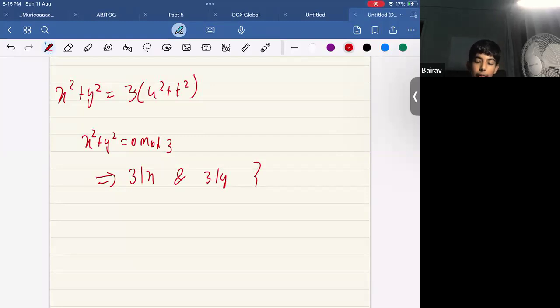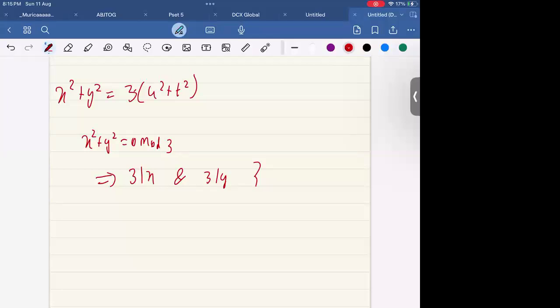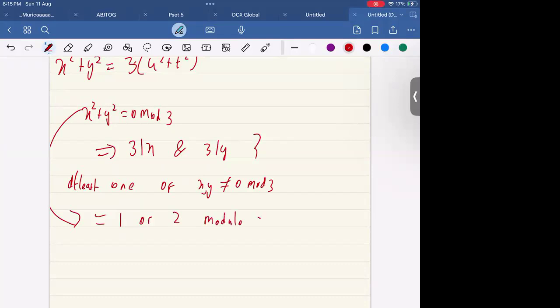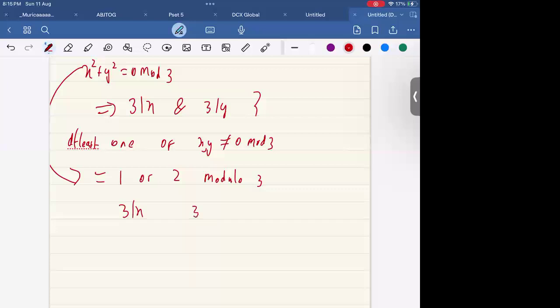Yes. Okay, why? Because the square is either 0 or 1 mod 3, and if at least one of them was 1 mod 3, then this sum would be equal to 1 or 2 modulo 3, which is a contradiction. Yeah, that's right. So because of this, we get that 3 divides x and 3 divides y.